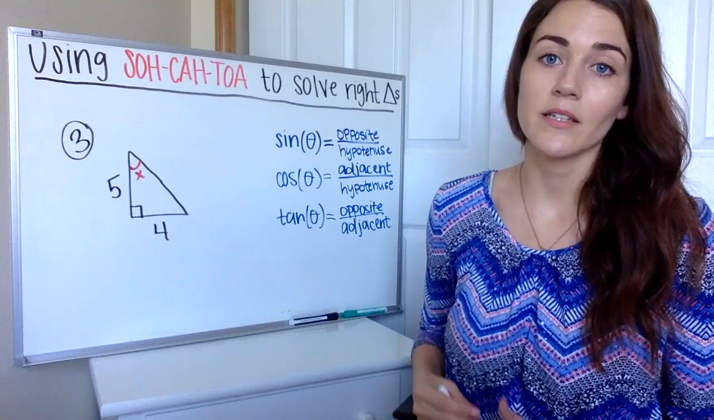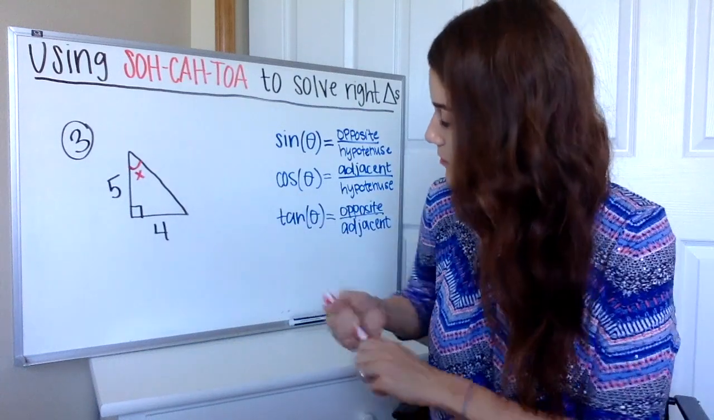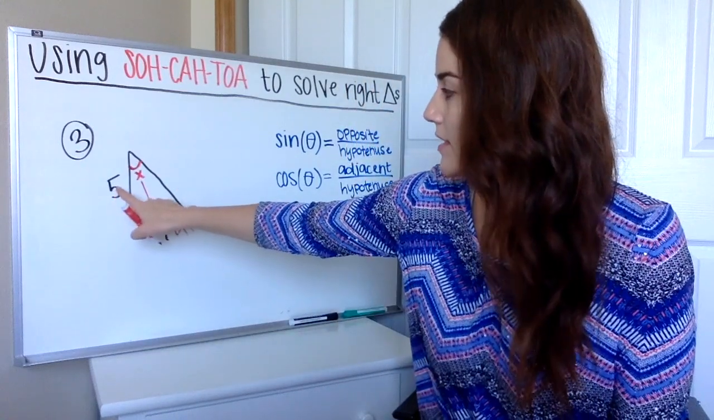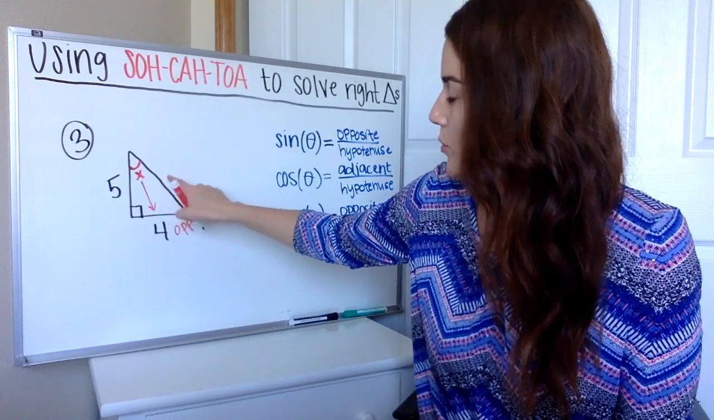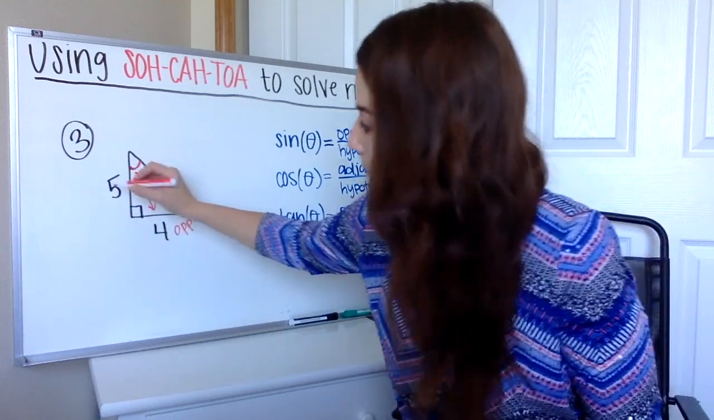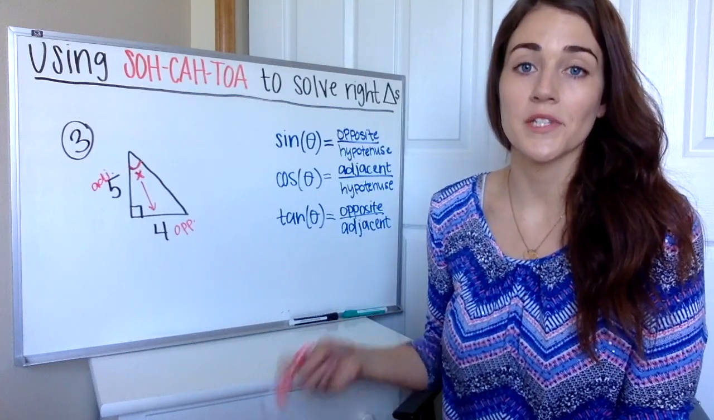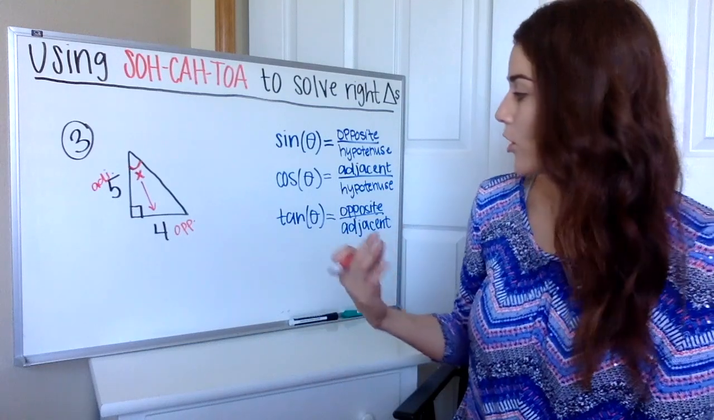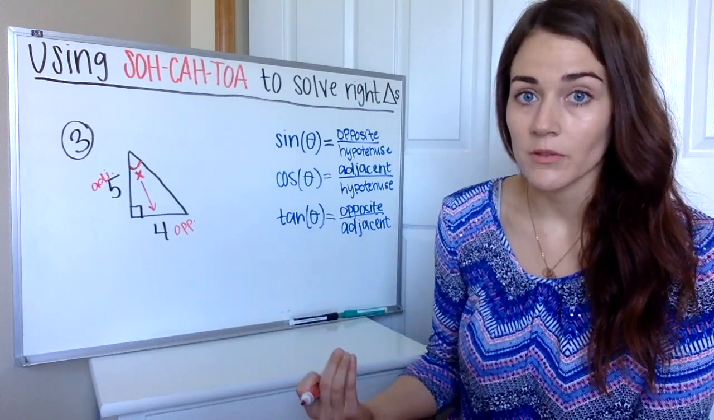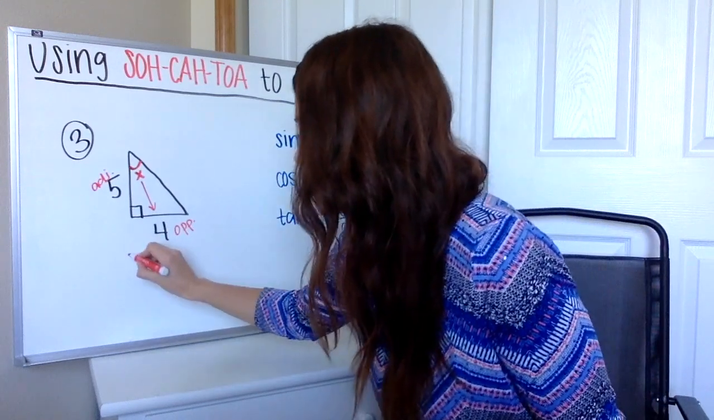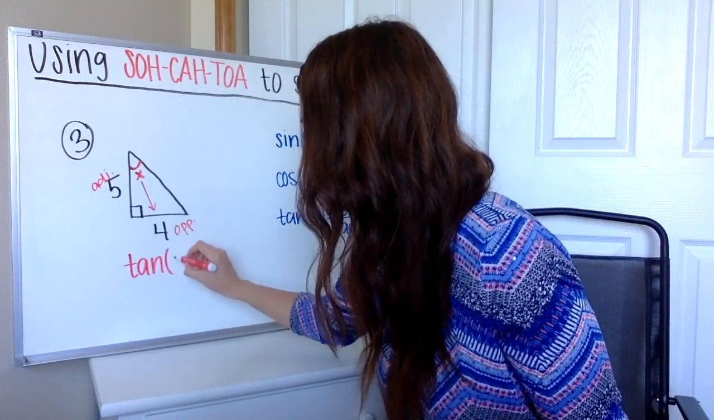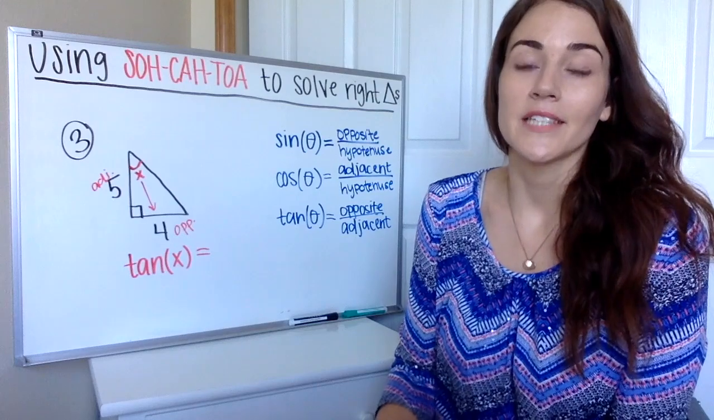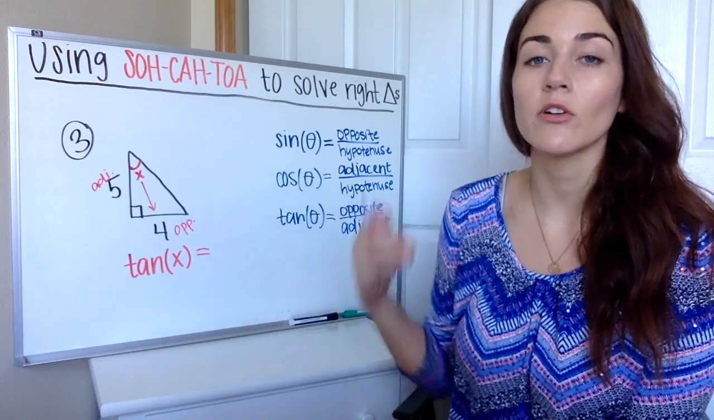Alright, so looking at the angle we're trying to find, we can see our 4 is our opposite and our 5 is next to it. Our hypotenuse would be across from the 90 degrees, so this one must be our adjacent. Which trig function uses opposite and adjacent? TOA, right? Tangent. So this time, we don't know the angle though. So instead of having tangent of some angle, we're going to have tangent of x, or tangent of theta, whatever you decide to use as your variable there. And then tangent is TOA, opposite over adjacent.